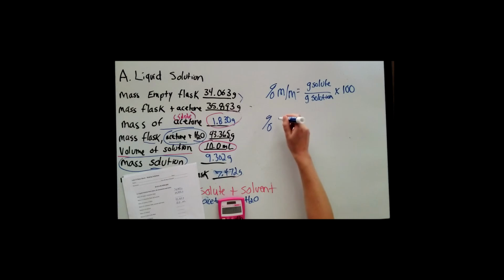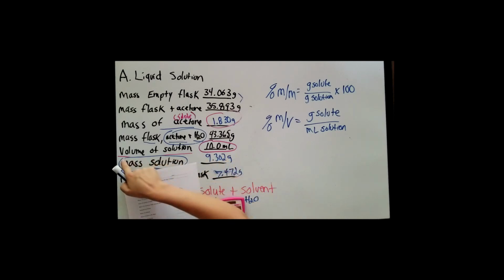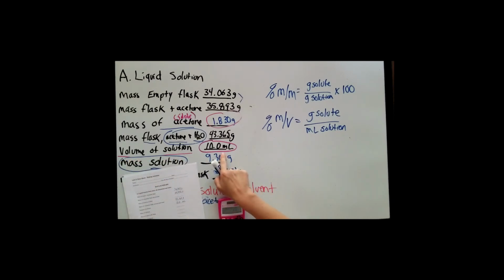For percent by volume, it's similar, except for it's MV. So we still have the grams of solute, the grams of the acetone on the top, but instead of grams of solution on the bottom, we're going to use milliliters of solution. So the volume of solution from that volumetric flask is already in milliliters, so we don't need to convert. Don't forget to multiply by 100 to get it in a percent.